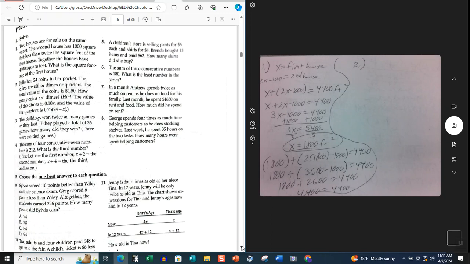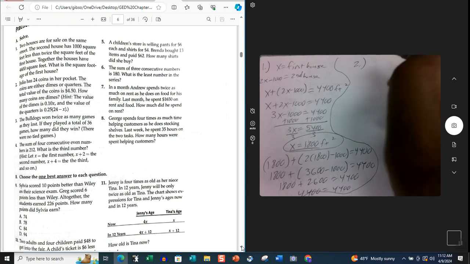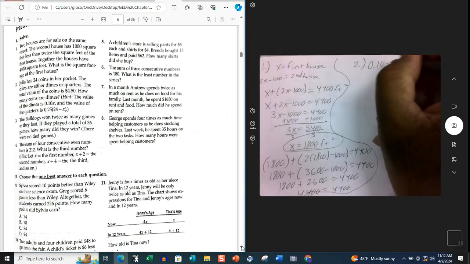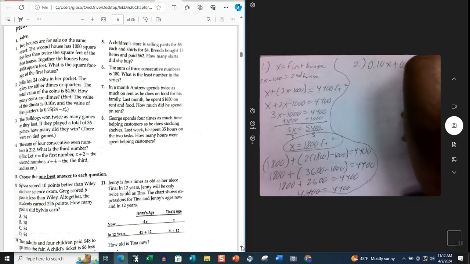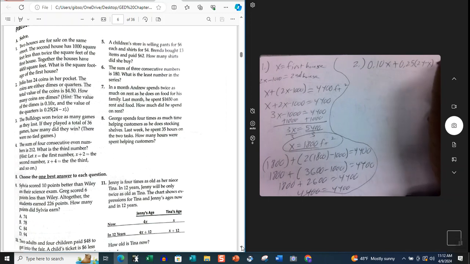Hint, the value of the dimes is 0.10x and the value of the quarters is 0.25 times 24 minus x. So they give you these problems. So now what you have to do is, because they say the total value is $4.50, you would do 0.10x plus 0.25 times 24 minus x, and that equals $4.50.